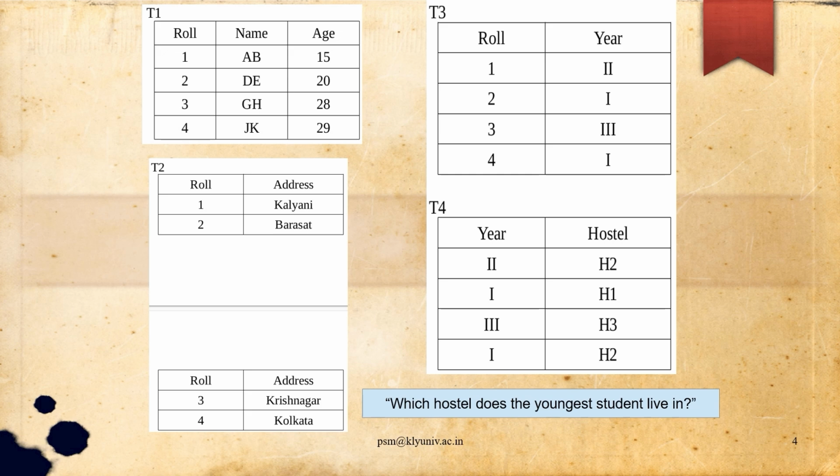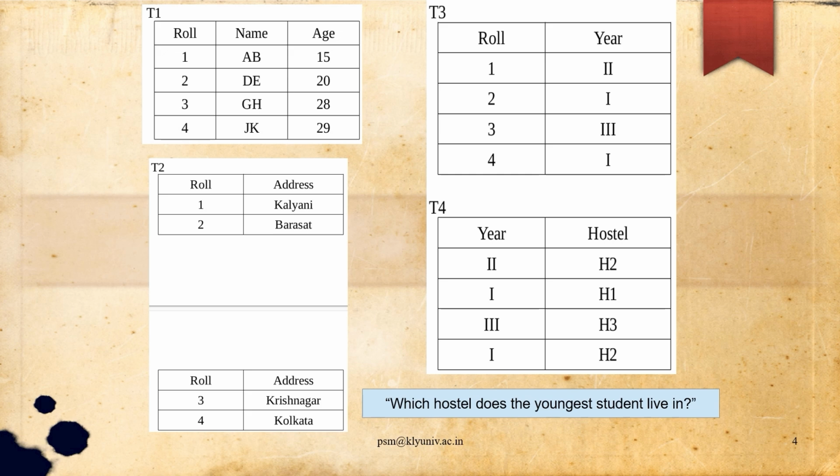Table 3 includes, against roll number, which is a primary key, which student is studying in which year: second, first, third, and so on. And then table 4 indicates that students of a particular year, second year students, are staying in the hostel H2, first year students are staying in the hostel H1, and so on.